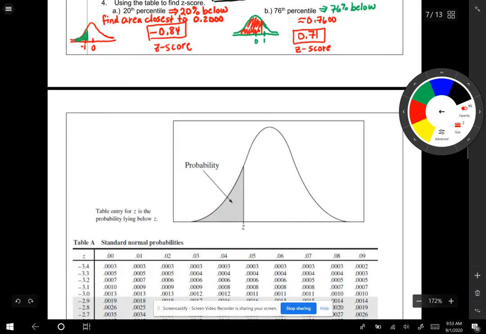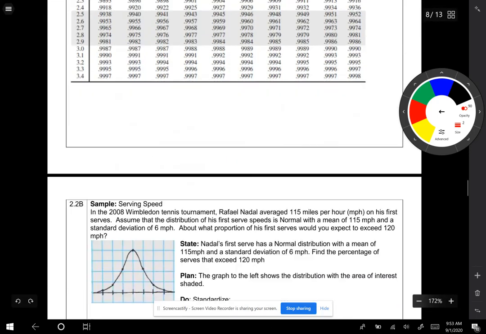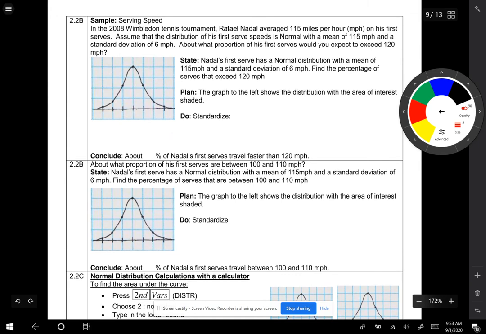All right, so the next two pages were just the tables. And let's finish up doing 2 examples. In the 2008 Wimbledon tennis tournament, Rafael Nadal averaged 115 miles per hour on his first serves. Assume that the distribution of his first serve speeds is normal with a mean of 115 miles per hour, and the standard deviation of 6 miles per hour. About what proportion of his first serves would you expect to exceed 120 miles per hour?